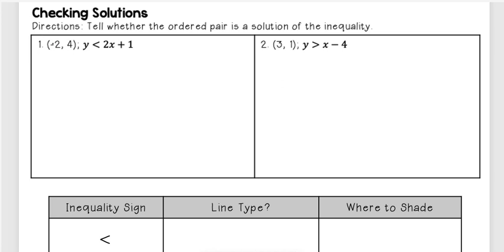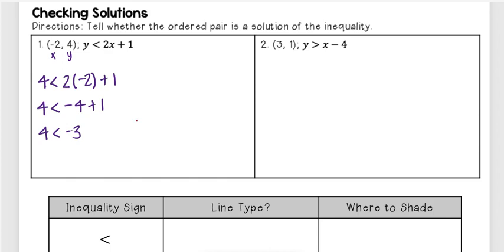And so here I have the point -2, 4. I know for all of my ordered pairs, my x is first, my y is second. So now I want to plug that into my linear inequality here. Instead of y, I'm going to put 4. It's less than 2 times, instead of x, I'm going to put -2. 2 times -2, I get -4. And then -4 plus 1, I get -3.